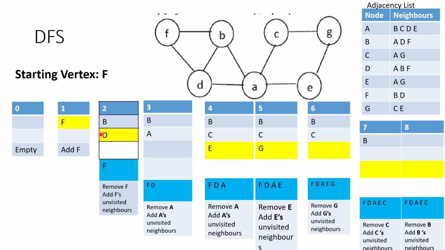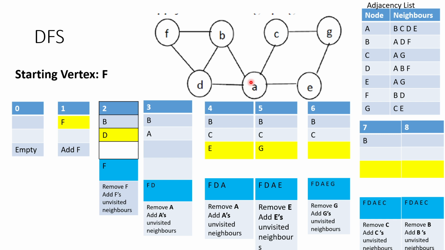We are going to remove the top element of the stack. D is removed. For D, A, B, F are the neighbors. B is already there, F is removed. So the remaining thing that you have to add is A. The next element is F, then D, then A.